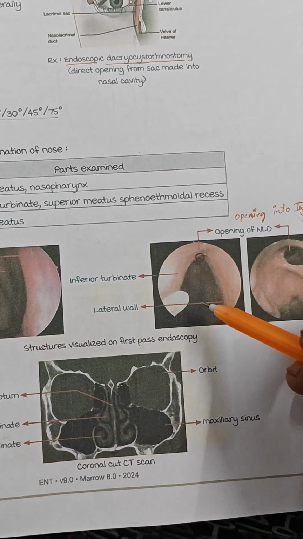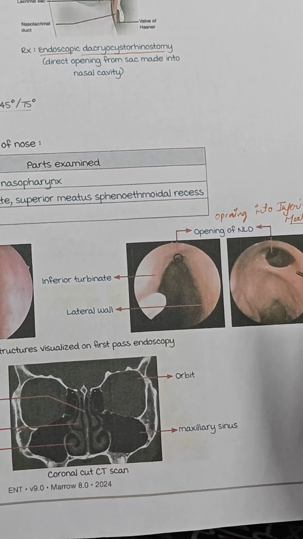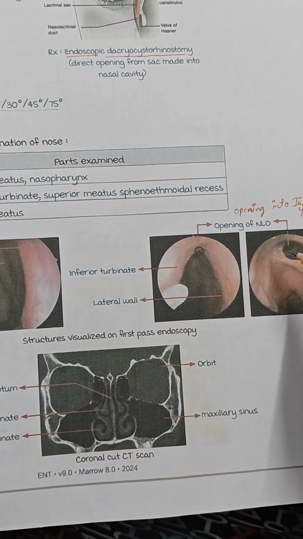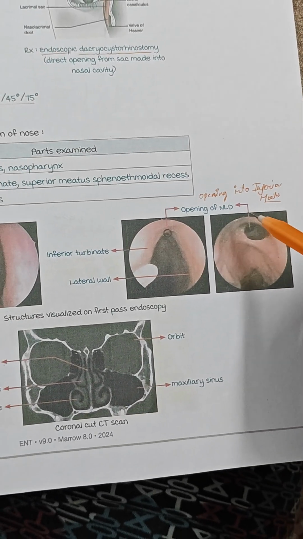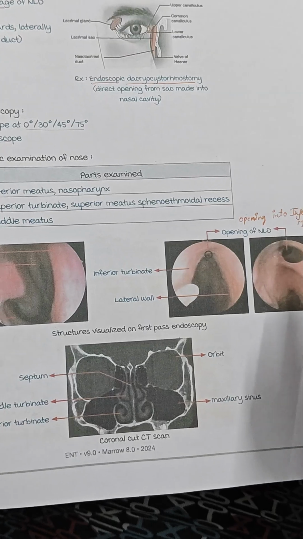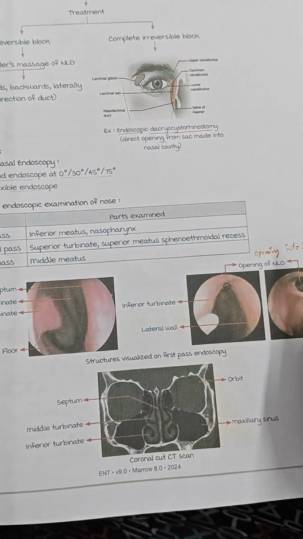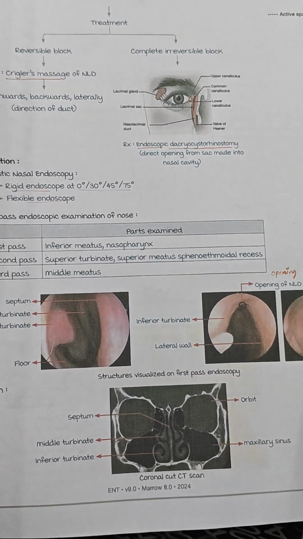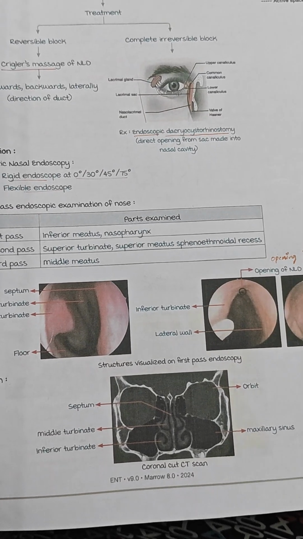In this diagram also, this is the inferior turbinate and the lateral wall. Here is the opening of the nasolacrimal duct. The opening of the nasolacrimal duct is in the inferior meatus, not in the inferior turbinate. Below and lateral to the inferior turbinate is the inferior meatus, and from there the opening of the nasolacrimal duct occurs.